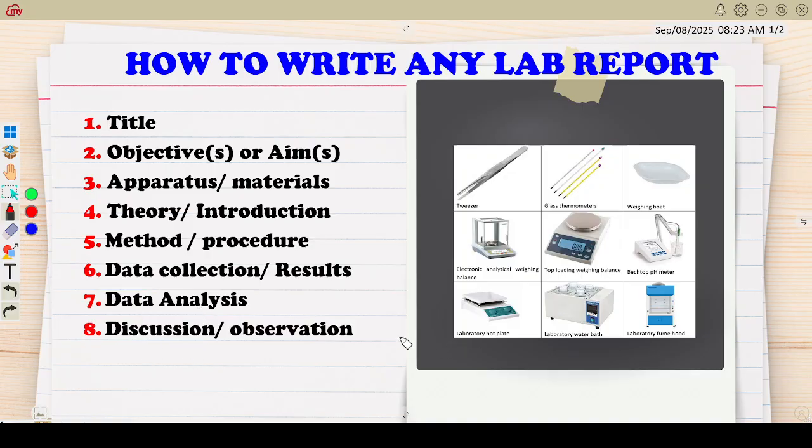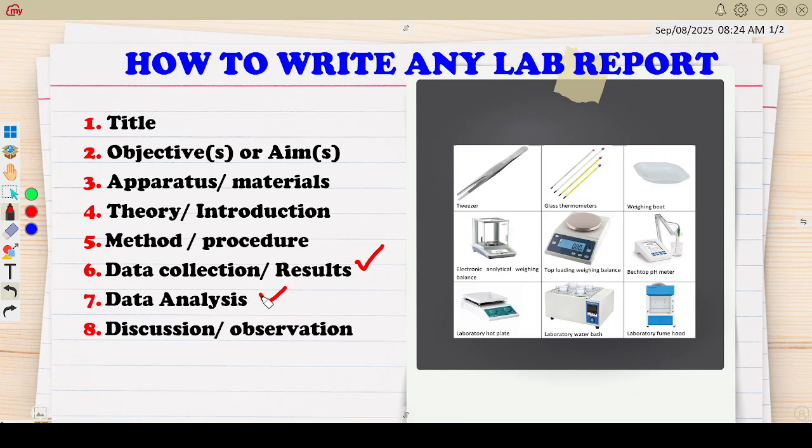And then discussion. This is the most important part of any lab report. Here in discussion, also called observation, you are going to explain the data collection. You're also going to explain the data analysis. The calculation was like this, this means that and that. If it's biology, what you saw was this, it means this and that.